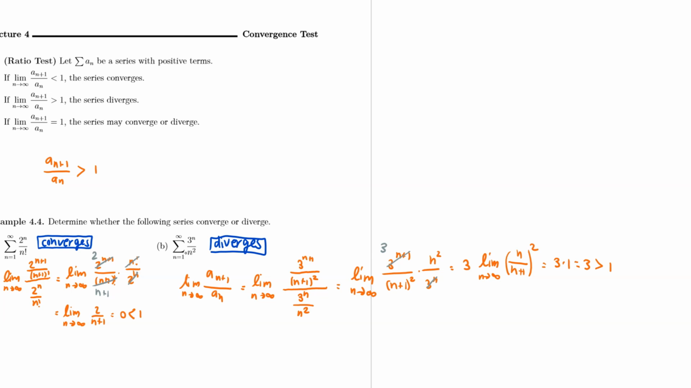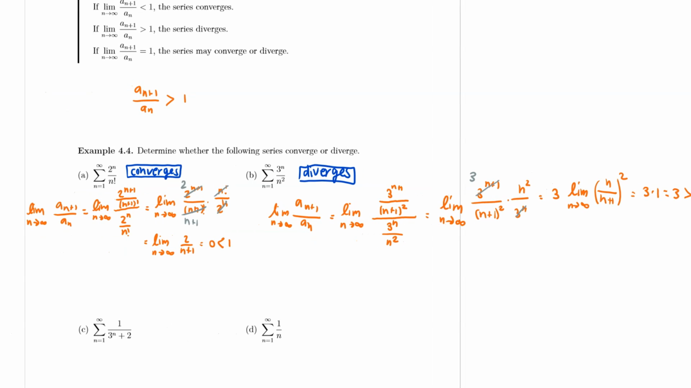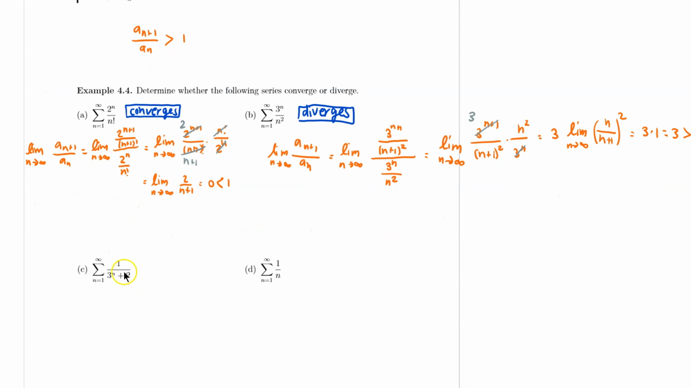Now let's take a look at the next one. I have the series 1 over 3 to the n plus 2. In fact, we have done this earlier using the comparison test, so let's now try this again using the ratio test. If I were to use the ratio test, I'm going to compute the limit of the ratio of a_{n+1} over a_n. Let me go ahead and write the terms. They are going to be 1 over 3 to the n plus 1 plus 2, over a_n, which is 1 over 3 to the n plus 2.